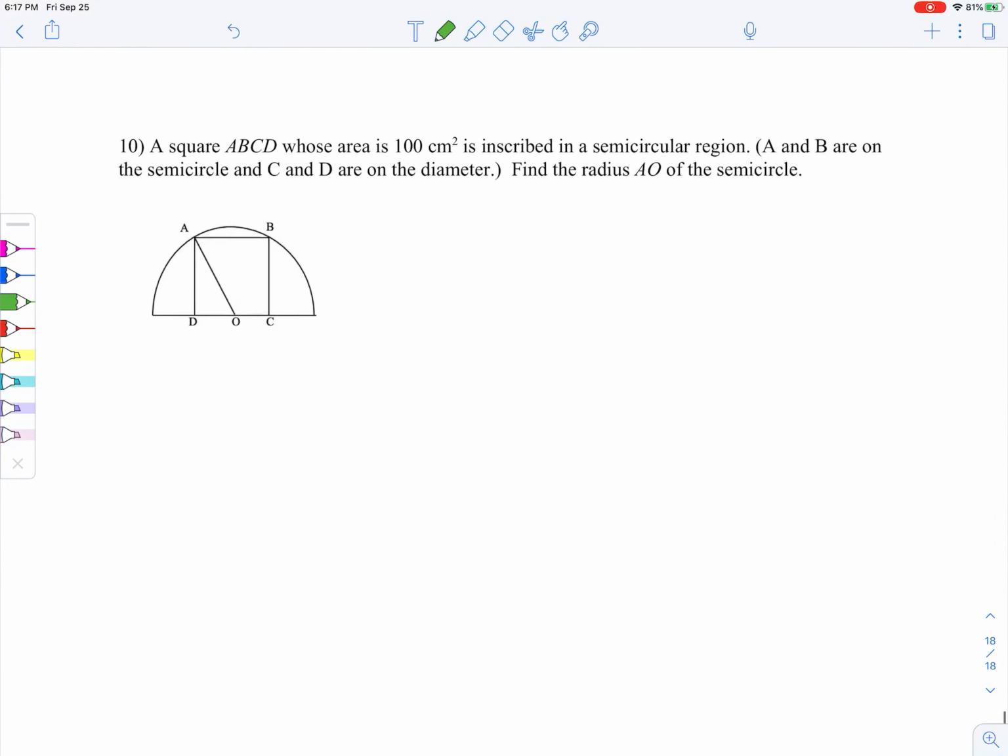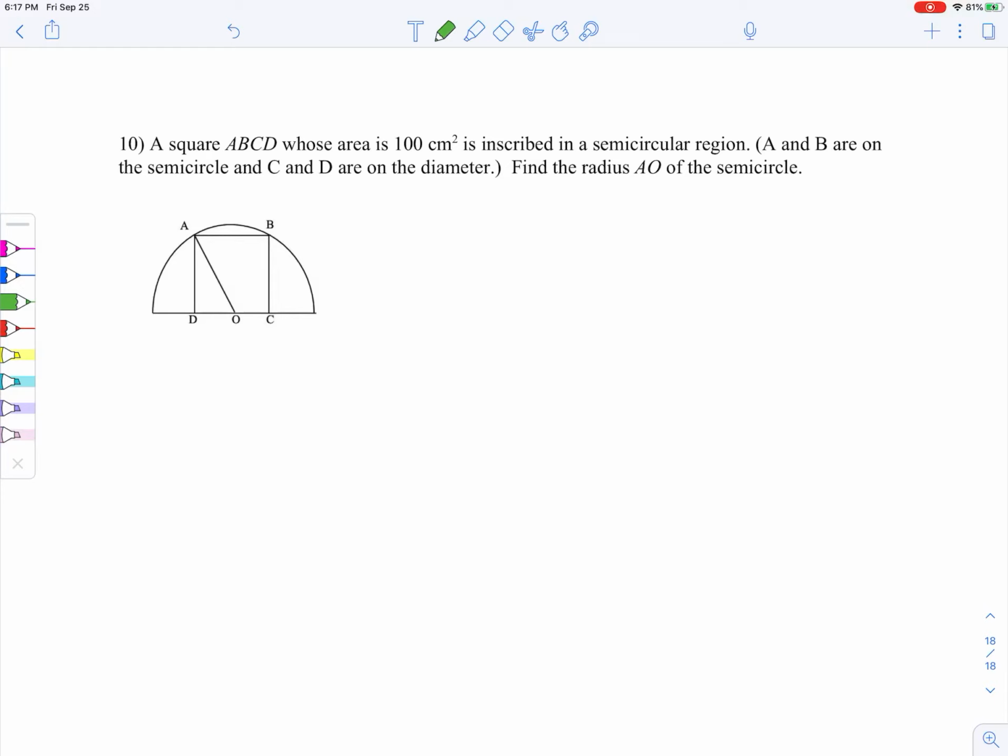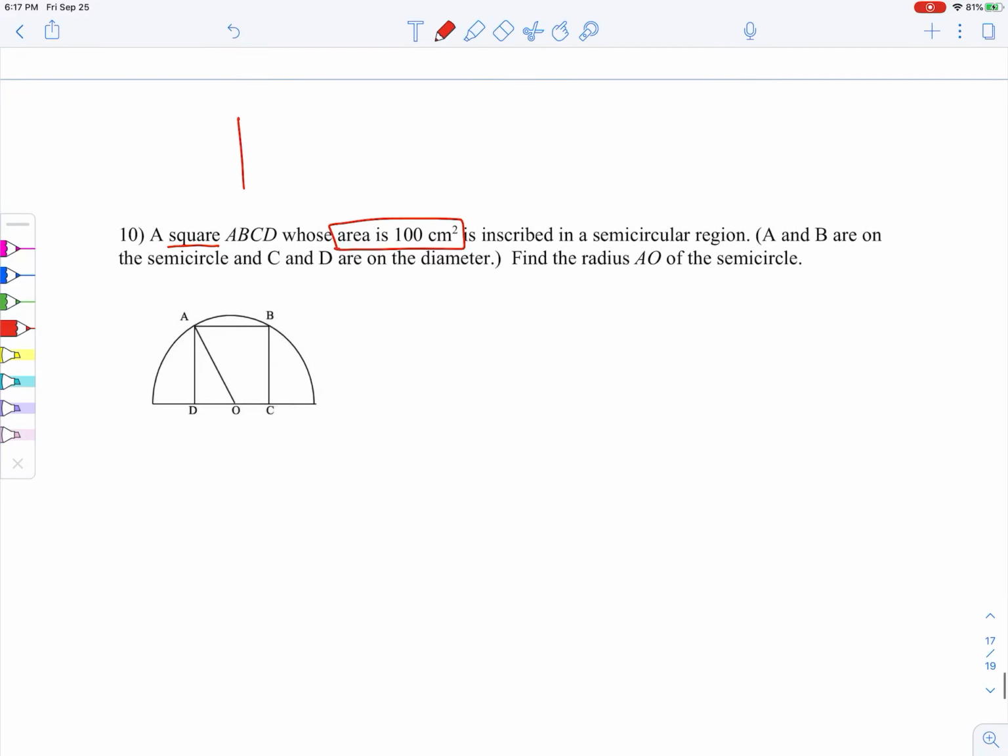Question 10, and this is our last one of the unit. A square ABCD, so it's a key fact that it's a square, whose area is 100 centimeters squared. So right away, I'm thinking if I've got a square and its area equals 100 centimeters squared, that tells me that each side length is going to be 10 centimeters. So I already know that from D to C is going to be 10 centimeters.